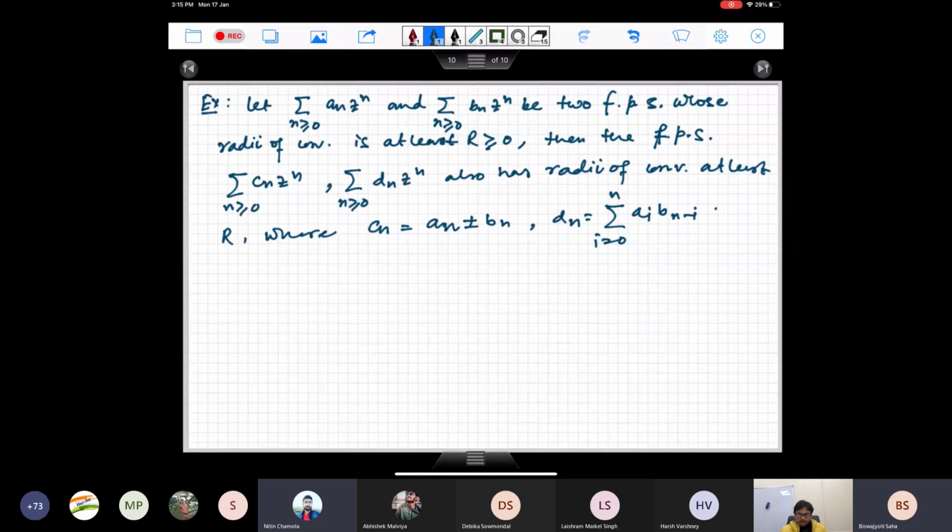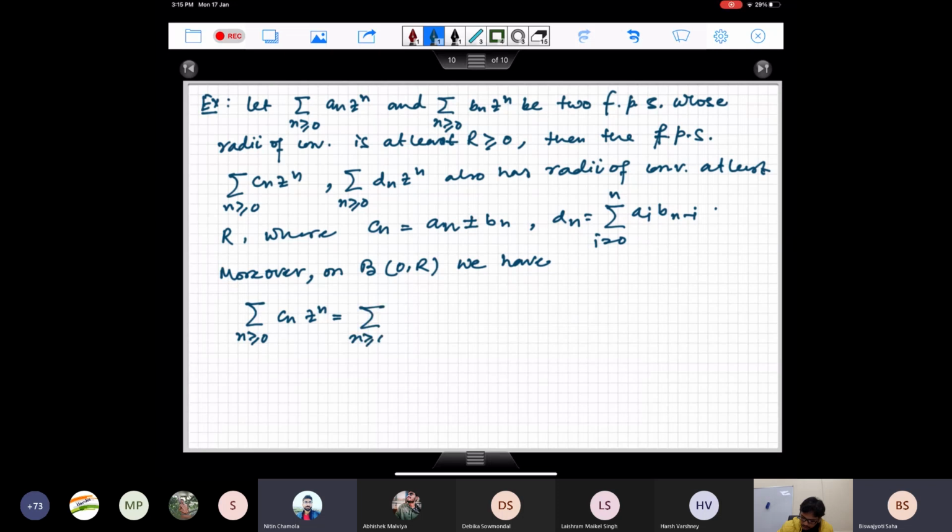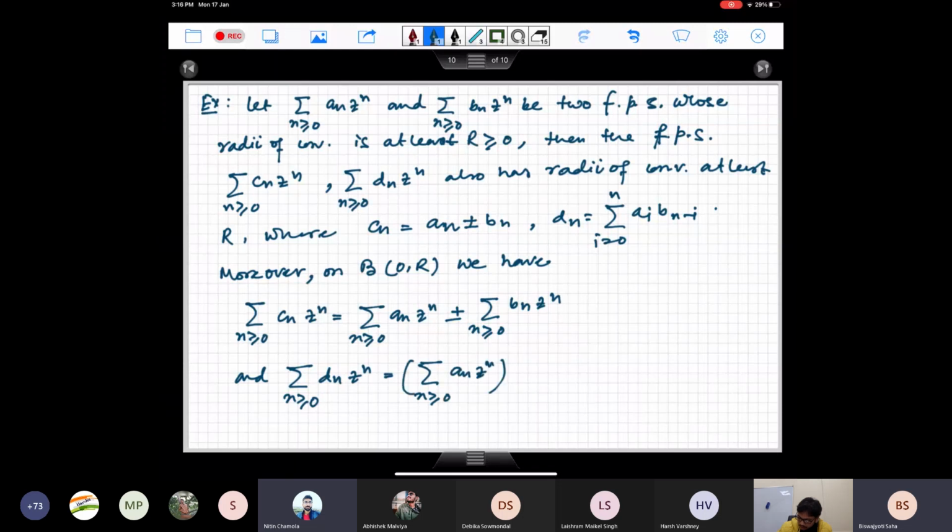Where R is, let's say, the minimum of the radii of convergence of the sum of a n z power n and the sum of b n z power n. And moreover, on the open ball B(0, R), what do I have? I have that the sum over n bigger than or equal to 0 of C n z power n is equal to the sum of a n z power n plus or minus the sum of b n z power n, and the sum over n bigger than or equal to 0 of D n z power n is equal to the sum of a n z power n times the sum of b n z power n.